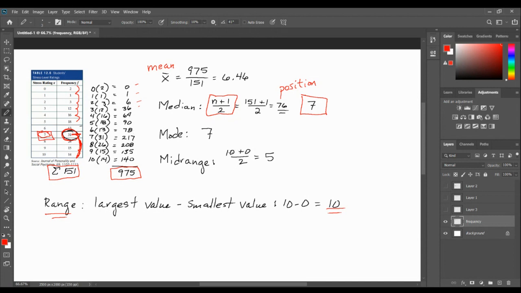Mid-range, as we said before, you take the smallest number, which is a 0, add it to the largest number, which is a 10. Notice I'm looking at the scores, not the frequencies, and divide that by 2, and that gives me a mid-range of 5. So that's how we calculate mean, median, mode, and mid-range for a grouped frequency curve. Those are measures of central tendency.